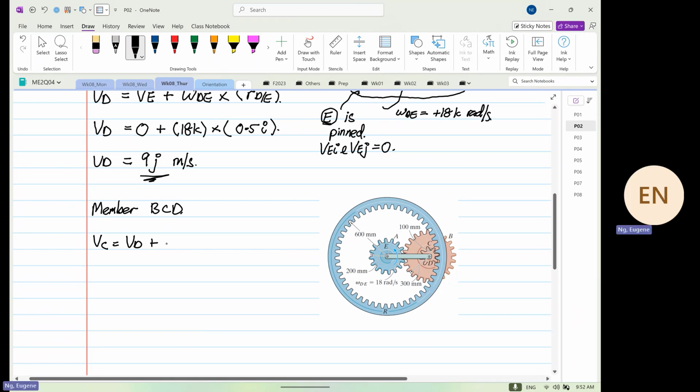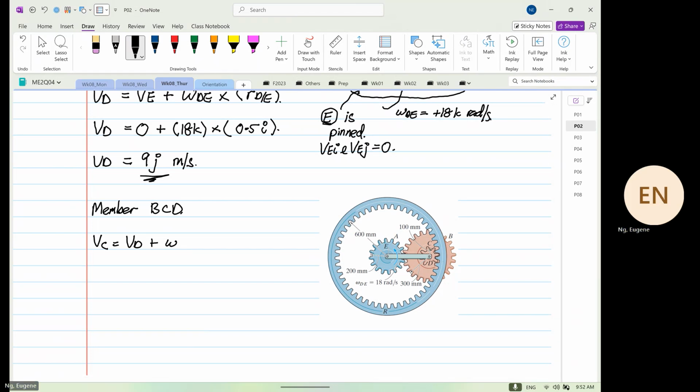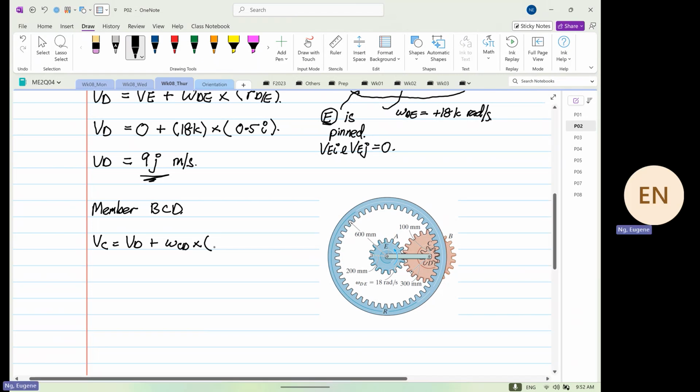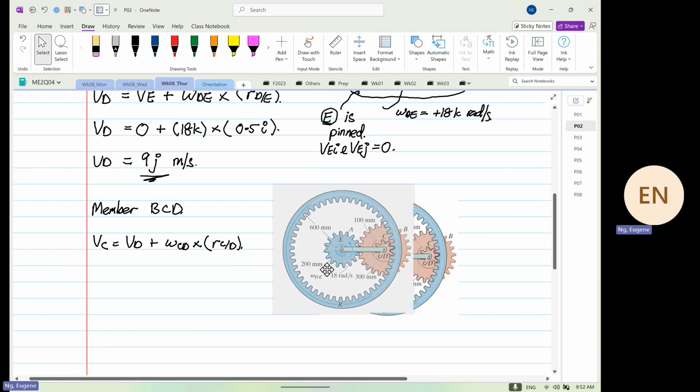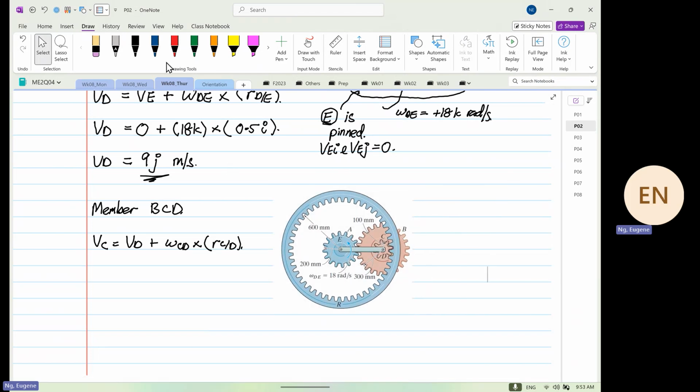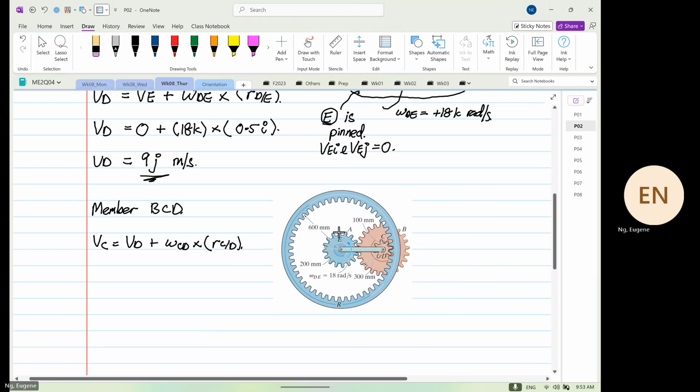And then we have plus omega. So we are looking at CD now, right? So omega CD cross, and then we have R C from point D. Okay. So what we are doing now, let me show you that as a diagram. Okay, so we are dealing with point C and point D. So we are dealing with that small gear over there. Okay. So at the center over here, this is our point D, right? You can see I'm drawing relative to the figure. So this is our point C. Okay.